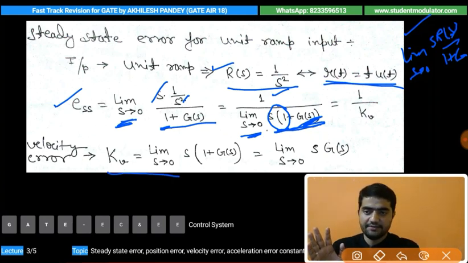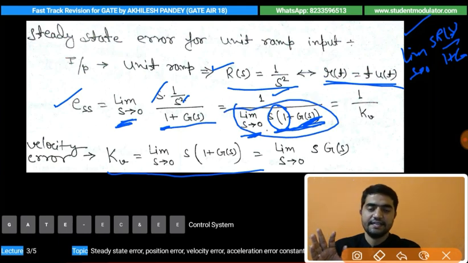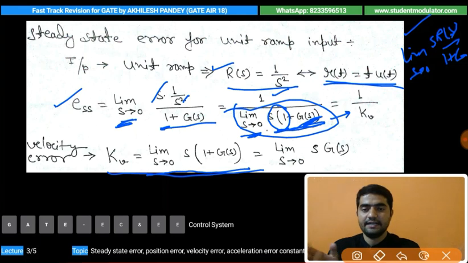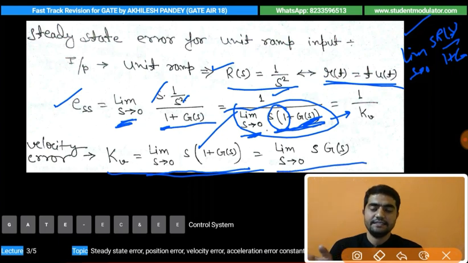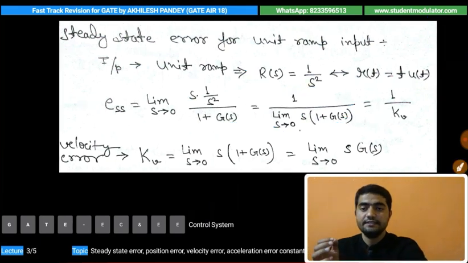The same I have written here, Kv, this entire denominator is called Kv, that is the velocity error constant, and that can be defined as limit s tends to 0 of s into 1 plus Gs. So when we expand it and put s equals 0, the first part will be 0, so we will remain with the second part only, that is limit s tends to 0 of s into Gs. So in the last slide we just checked what the position error constant was. Let's see again.